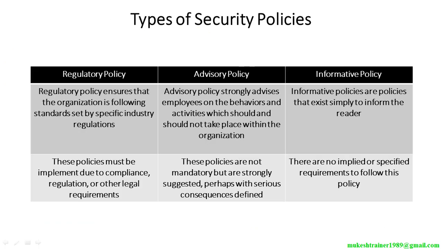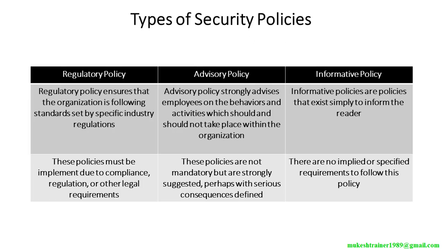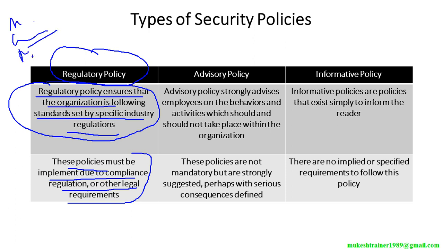Next is types of security policies. What types of security policies are there? We have been talking about types of security policies. First, regulatory policies. A regulatory policy ensures the organization is following standard industry regulations. It is basically for international standard organizations or multinational companies. This policy must be implemented due to compliance regulations or other legal requirements. Suppose you are using Microsoft Windows, so license agreements, antivirus license agreements or other policies, so you are following the regulatory policy.